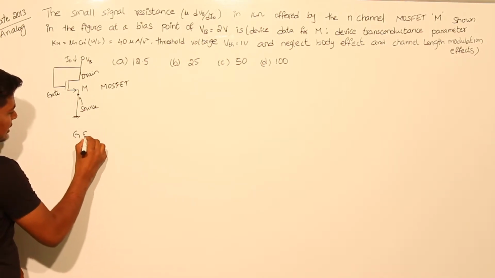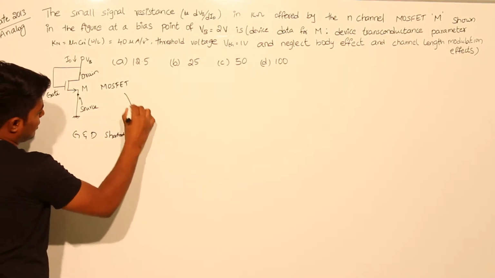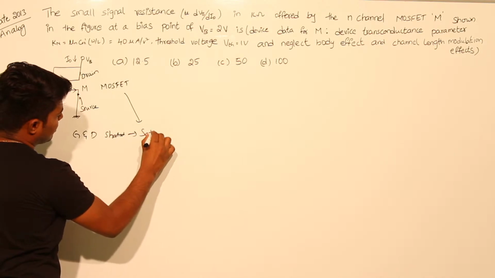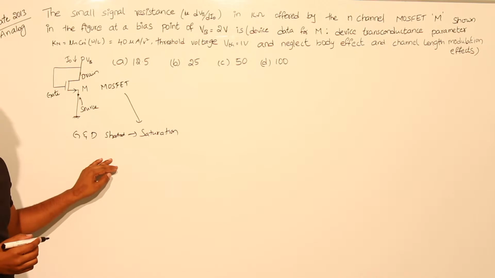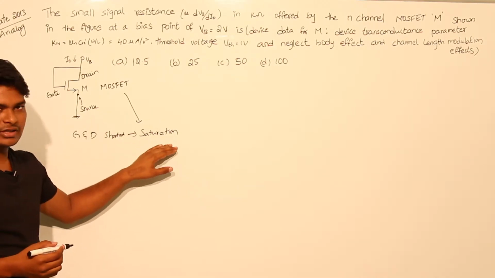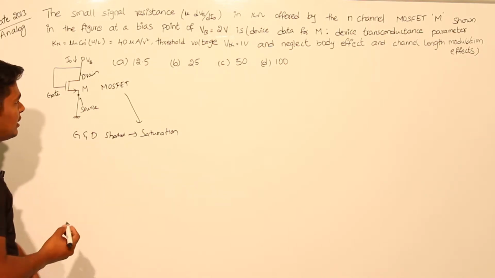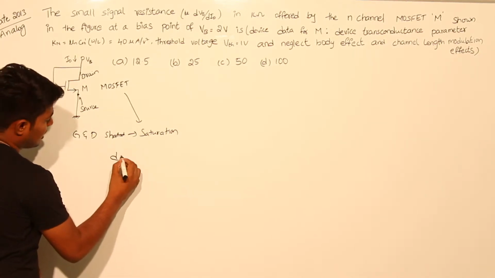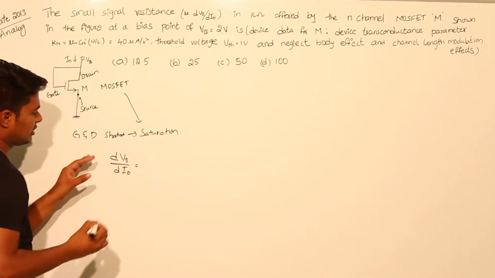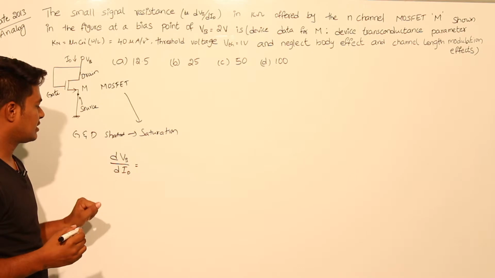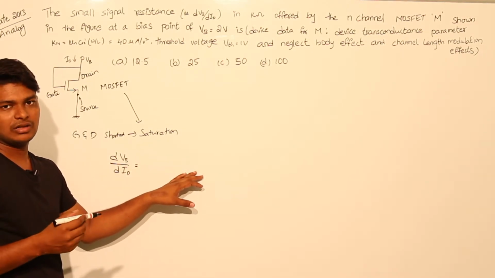Now gate and drain are shorted, such that this MOSFET is in the saturation region. Thereby we can find the transconductance with the below steps. We need to find dVb by dId such that we can find the transconductance, and by taking its reciprocal, we can find the small signal resistance.